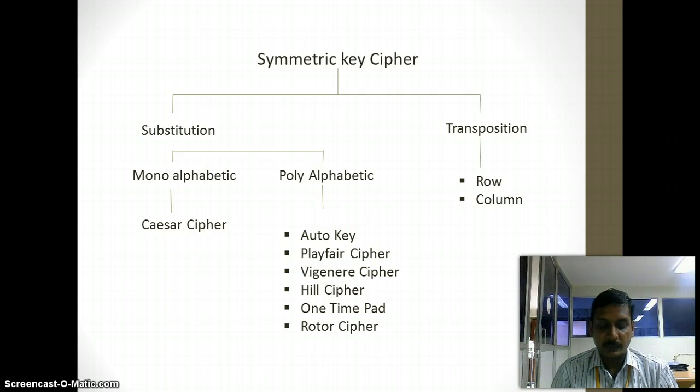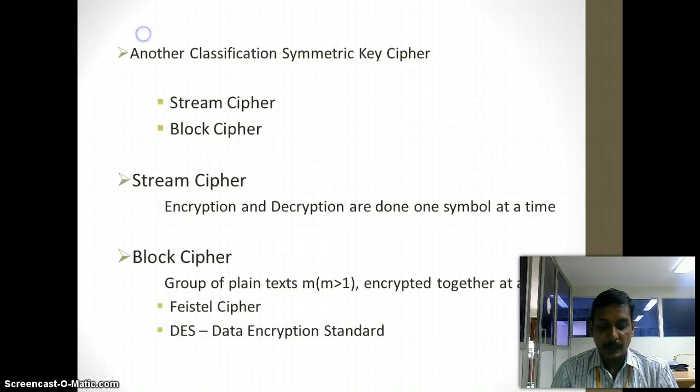Rotor cipher. We can also divide symmetric key cryptography in another method. One is the stream cipher, another one is the block cipher. In stream cipher, encryption and decryption are done one symbol at a time. In block cipher, a group of plaintext symbols of size m, where m is greater than 1, are encrypted together, creating a group of ciphertext of the same size. Examples of block cipher are Feistel cipher, DES, Hill cipher.